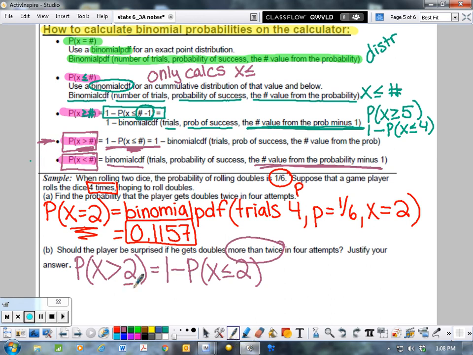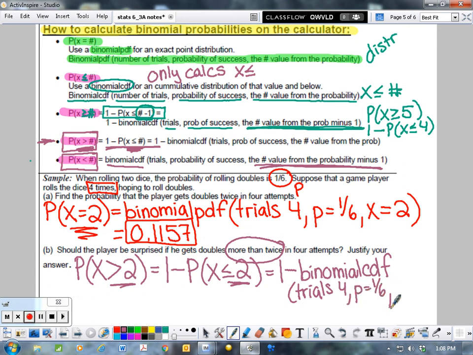Because 2 is not included here, I can include it here. It's got to be in one or the other. And so now I'm going to do 1 minus the binomial CDF, and then my trials is 4 again. My probability is 1/6. But now because it's a CDF, it's going to be x is less than or equal to whatever number was from here.